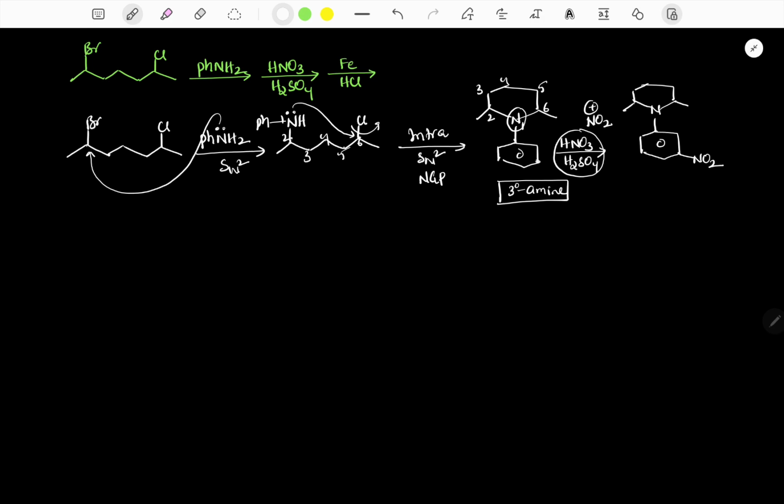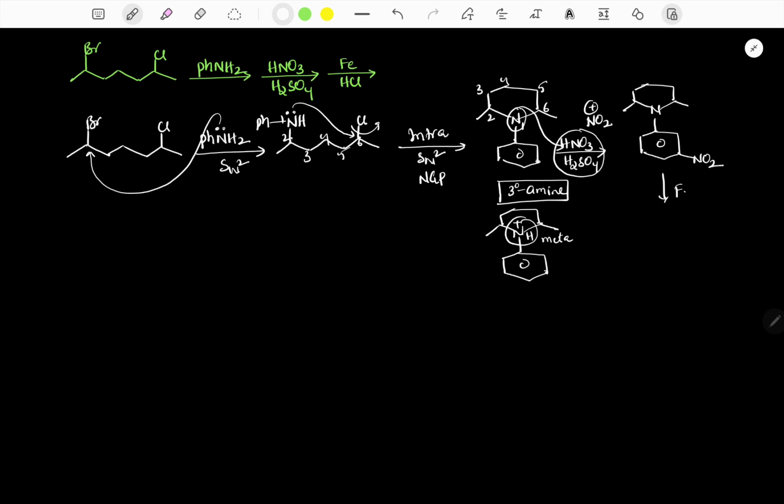It gives majorly the meta product because in acidic medium the N lone pair takes a proton and is converted into the corresponding anilinium ion type molecule, and it is meta directive because of the positive charge. That's why it gives majorly the meta nitro product.